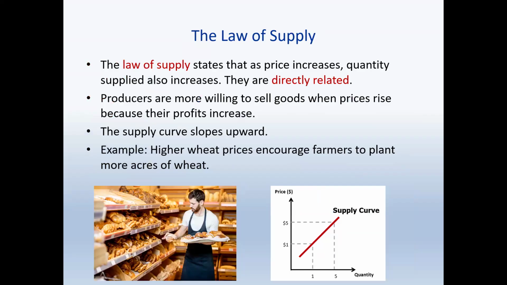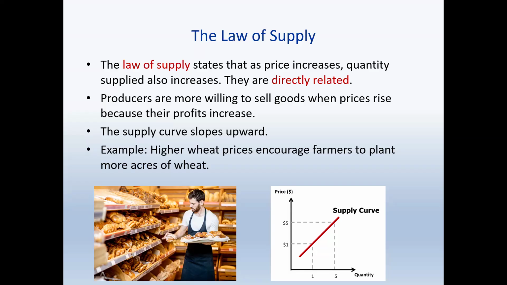Let's look at the law of supply. The law of supply states that as price increases, quantity supplied will also increase. Inversely, if price decreases, quantity supplied will decrease. That means that price and quantity supplied are moving in the same direction. They are therefore directly related, also known as a positive correlation.